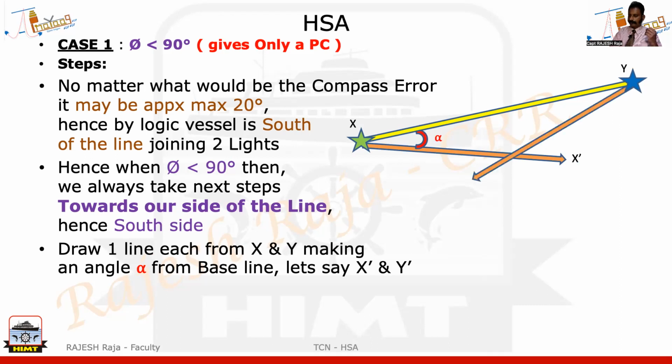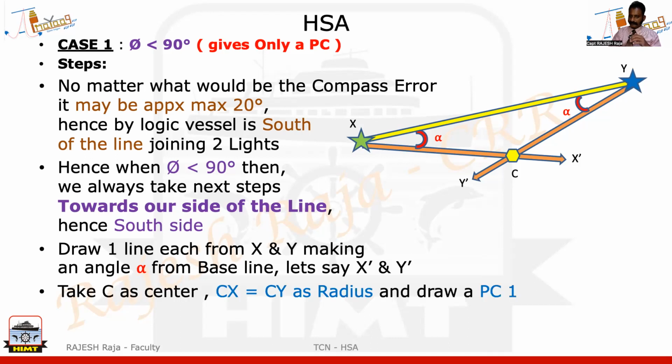So I'm going to do the same thing with Yankee also. You can see, because theta was less than 90, I will always draw alpha towards my vessel from the baseline. So wherever these two lines intersect, I call it center, Charlie. This C or Charlie is the center of the position circle which I'm going to draw. So how do I draw? I'm going to take radius from Charlie as Charlie X-ray or Charlie Yankee.